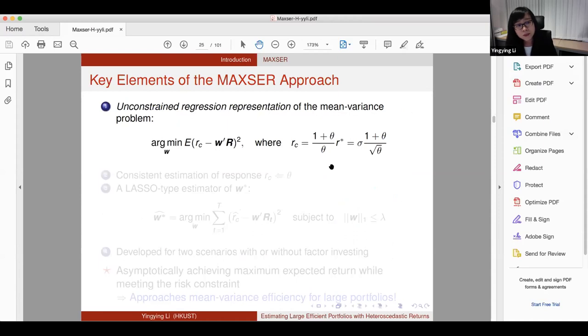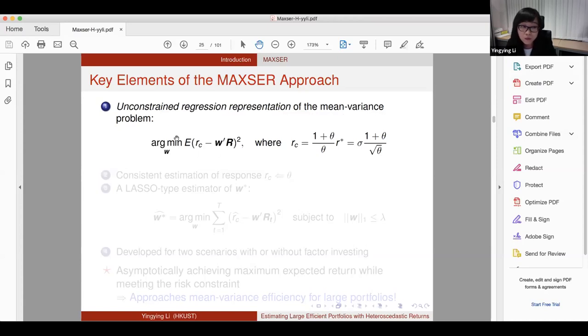Just to introduce some of the key elements of the MAXR. The first innovation there is this unconstrained regression representation of the mean variance problem. In the original mean variance optimization, we have to satisfy a constraint for the risk of the portfolio to be constrained by the little sigma. And now we have this unconstrained regression representation, and we show that this is actually equivalent to the constrained mean variance optimization.